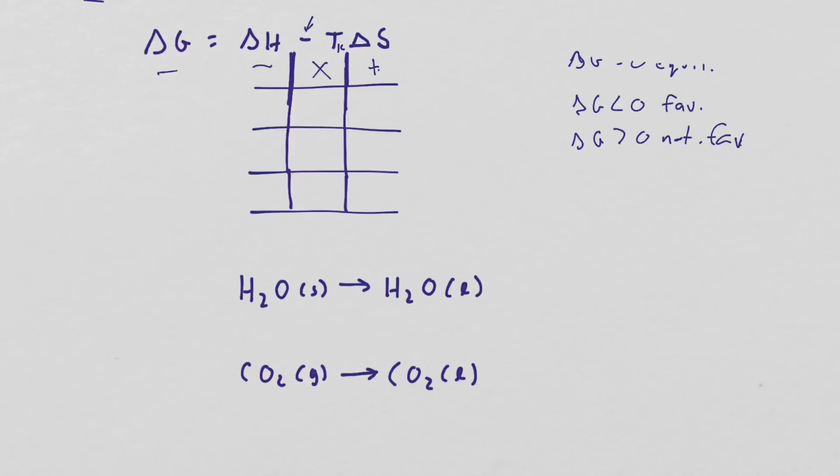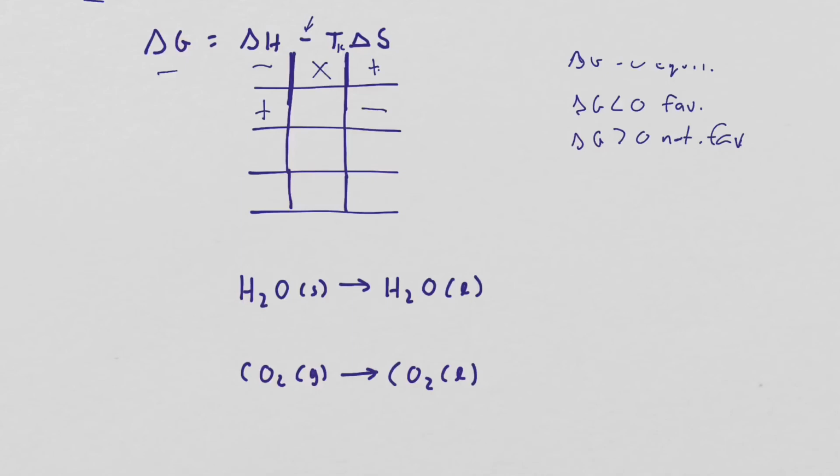So if the signs are opposite, it's either always favorable or always not favorable. As long as you can remember one of them, you're kind of good to go. Like if you remember, when delta S is positive and delta H is the opposite, it's going to be favorable, you're good.